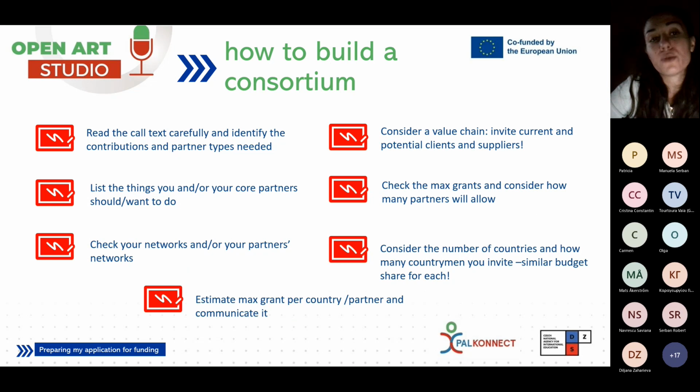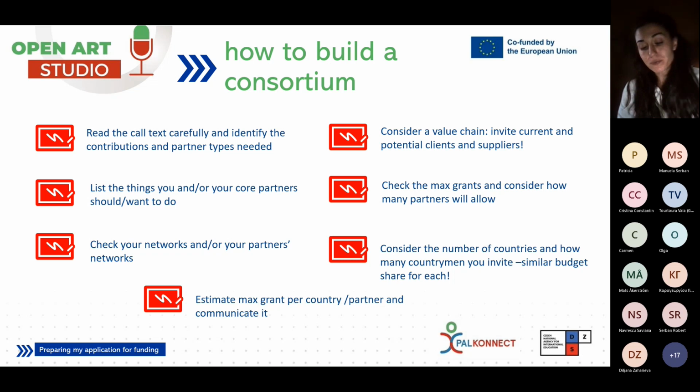So it is very important also to know how to build your consortium. So first you need to read the call. You need to understand the call and, of course, the topic that it is oriented to. So read the call carefully and then identify the contributions and the partner types that you're going to need. List the things you and your core partners should or want to do, because this is going to help you in the writing procedure and also in the activities. You can also check your networks and your partner networks in order to find possible other partners to participate, either as partners or as associated through supporting letters. Consider a value chain. Invite current and potential clients and suppliers. Check the max grants and consider how many partners it will allow.